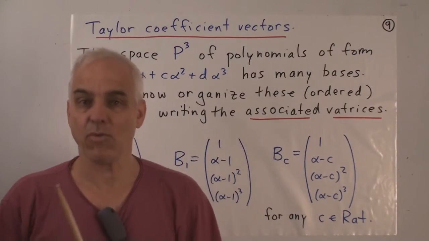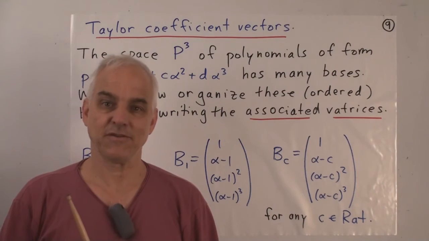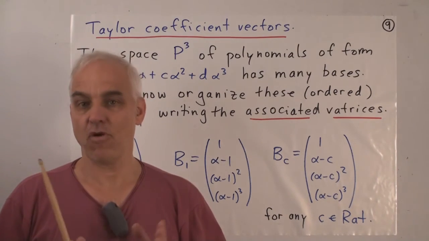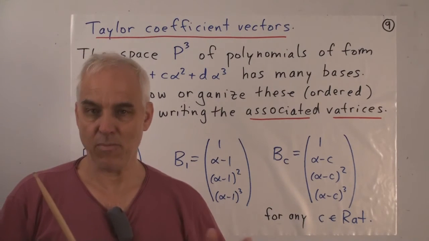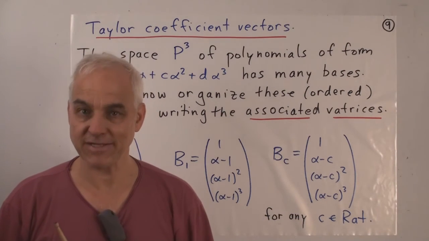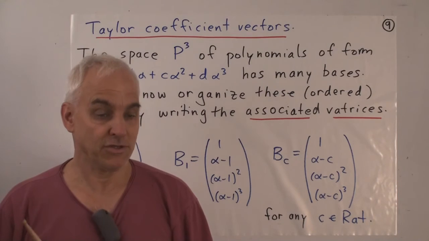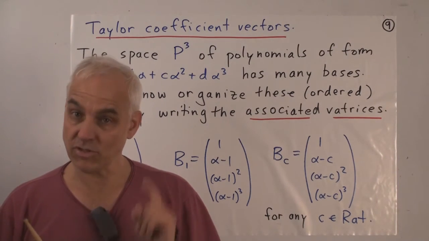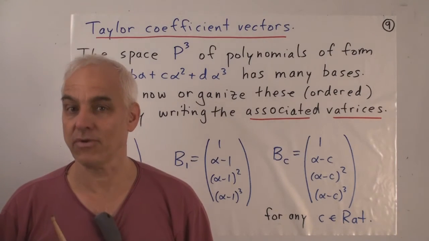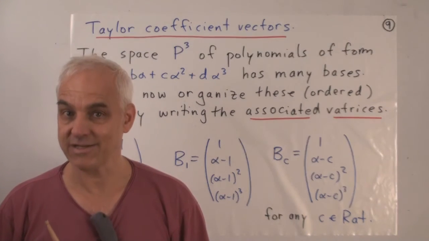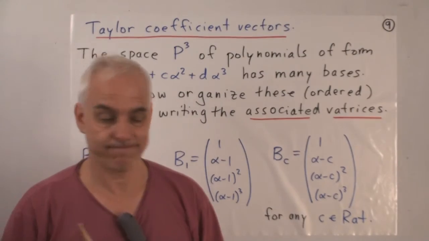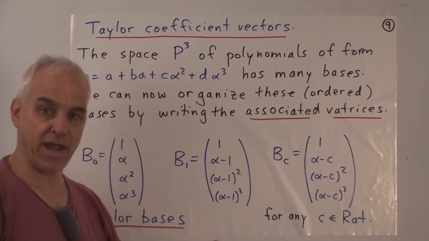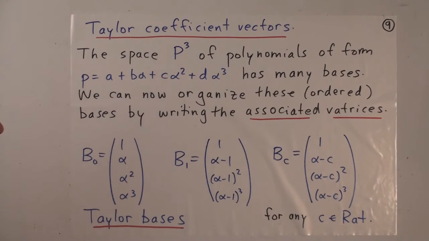Now let's apply what we've learned to this rather interesting application of Taylor coefficient vectors for polynomials. So we're moving into the calculus side of things and applying this linear algebra to shed some interesting light on an important aspect of calculus, which is often not treated very thoroughly in calculus texts and courses. So we look at Taylor coefficient vectors from this linear algebraic point of view.